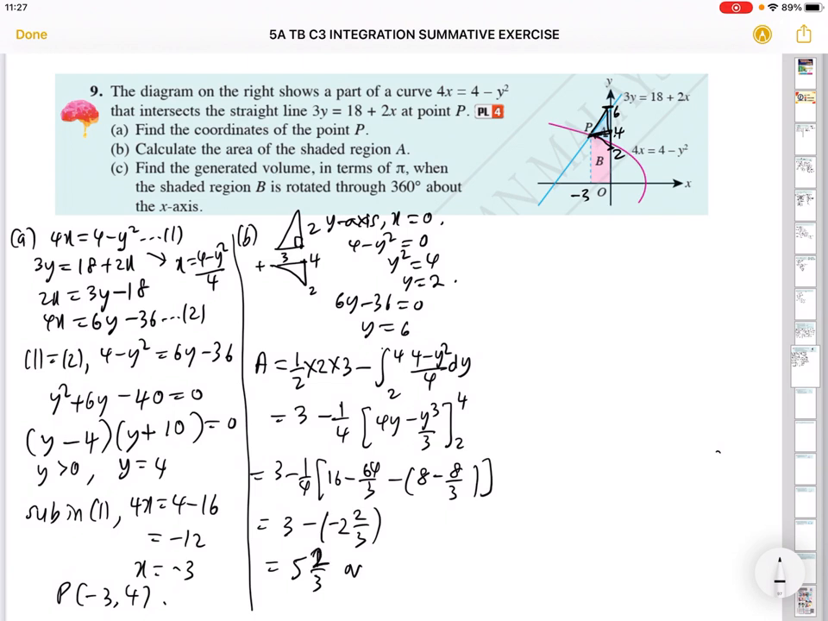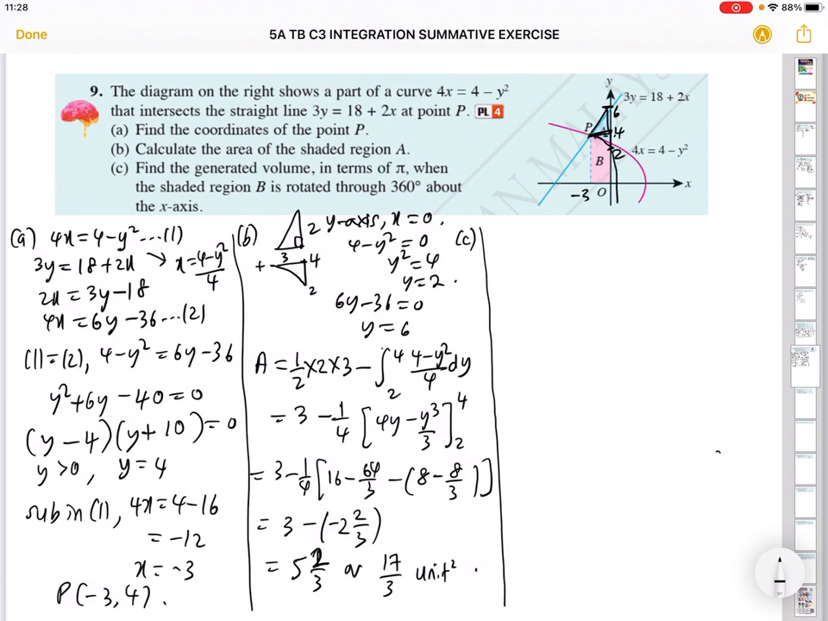Somehow for area and volume, I like to use mixed number rather than improper fraction, because mixed number actually gives us a better idea. Like 5 2 over 3 means the value is slightly more than 5, right? Okay, now for volume. The volume generated when shaded region B is rotated 360 degrees about the x-axis. So when you rotate about the x-axis, the shape that you're getting is something like that, all right?